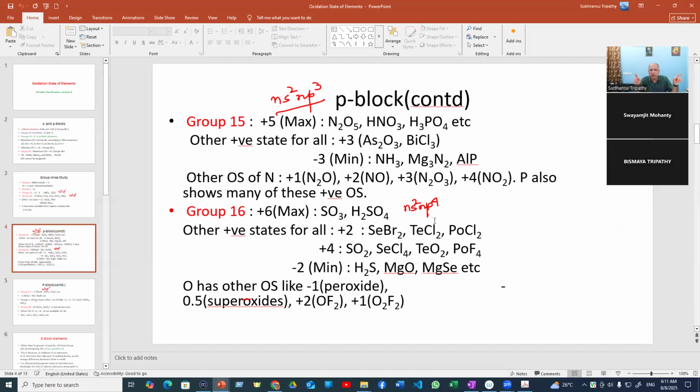Just by opening the box, we can know the electronic configuration of the valence shell. Group 16 plus 6 and minus 2 is the minimum, like H2S, MgO, MgSe. But in between there will be plus 2 and plus 4. There are so many examples of plus 2, selenium dibromide, or you can say selenium 2 bromide, tellurium 2 chloride, polonium 2 chloride, plus 4 SO2, SeCl4.